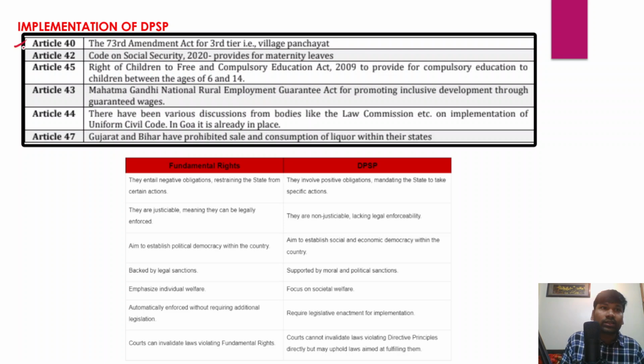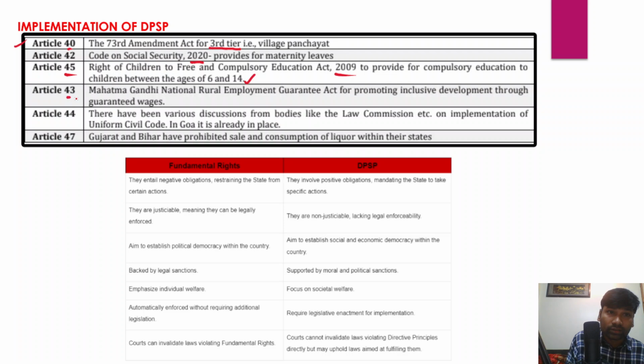Now you could also see here there are a number of measures that the government has actually undertaken for the implementation of the directive principles of state policy, and I have already explained this to you. For example, Article 40 of the Indian Constitution, the 73rd Constitutional Amendment Act has been brought in, and this Act has established a three-tier governance structure at the local level or at the panchayat level. And Article 42, the Code on Social Security 2020 has been provided, and it actually provides maternity leave as well. And similarly, Article 45, the Right of Children to Free and Compulsory Education Act of 2009 to provide for compulsory education for children in the age group of 6 to 14 years.